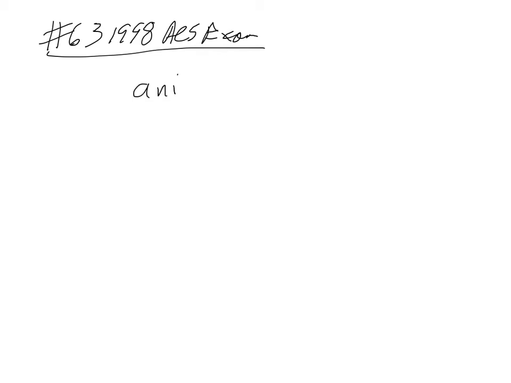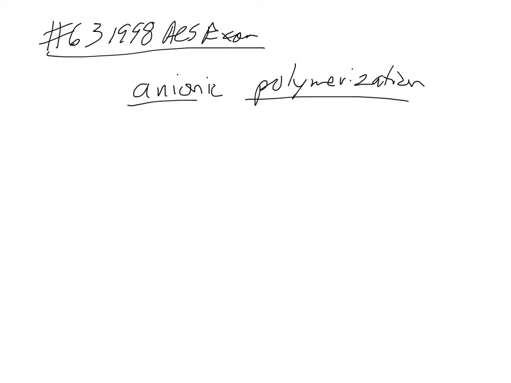Number 63 from the 1998 ACS exam. Ask us which monomer will readily undergo anionic polymerization. So before we even look at the molecules, let's just think about what anionic polymerization could possibly mean. Polymerization means a bunch of monomers coming together, so it would mostly be a big molecule.